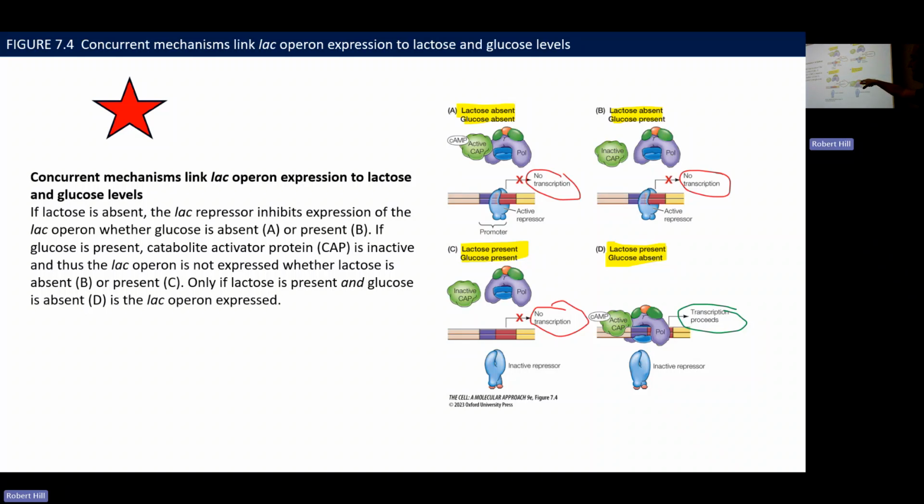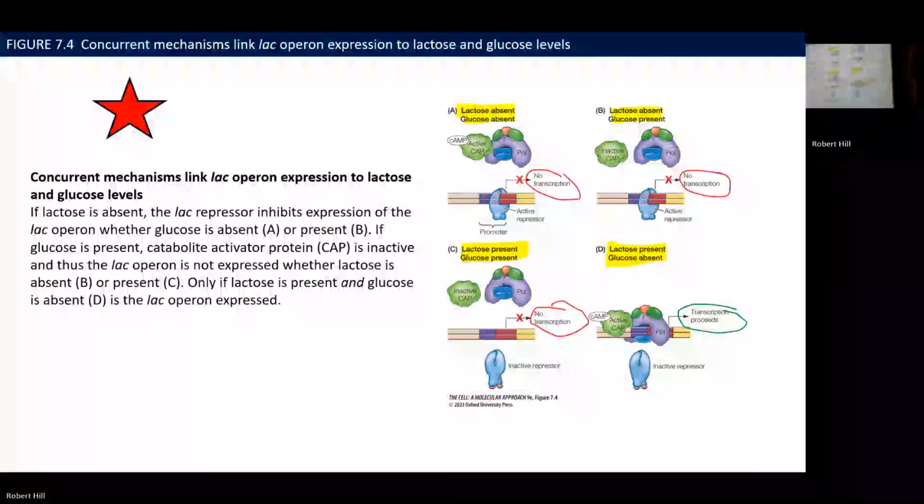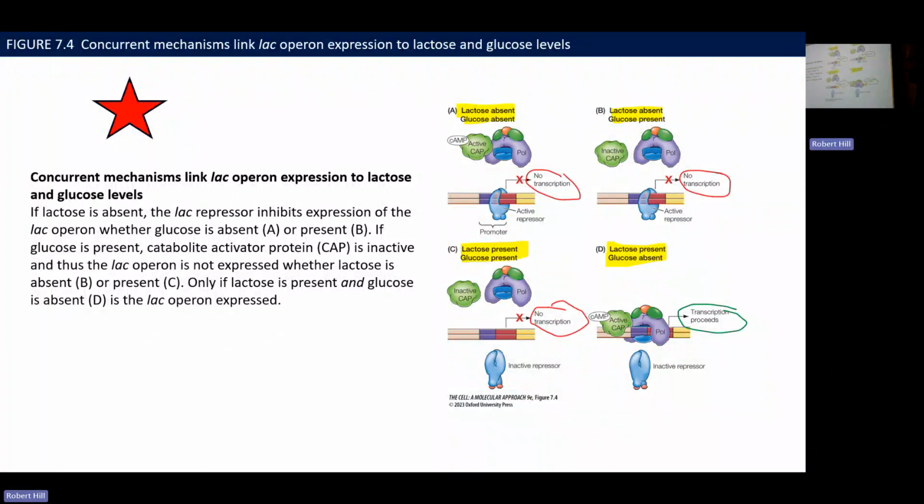When lactose is present and glucose is present, and so both are present, the repressor protein is inhibited. Right? It can't bind to the operator, but CAP protein is also inhibited. It's inactive. So it can't bring RNA polymerase to the promoter. When lactose is absent and glucose is present, right? Because lactose is absent, you have a repressor protein bound to the operator region. And because glucose is present, CAP protein is inactive.